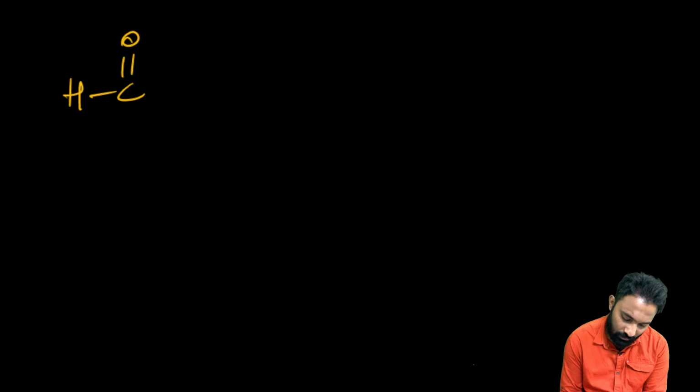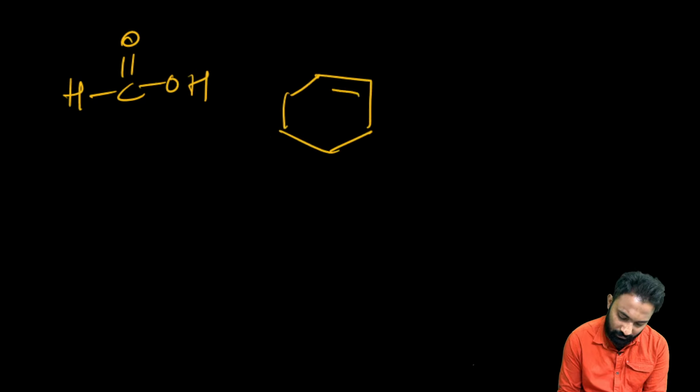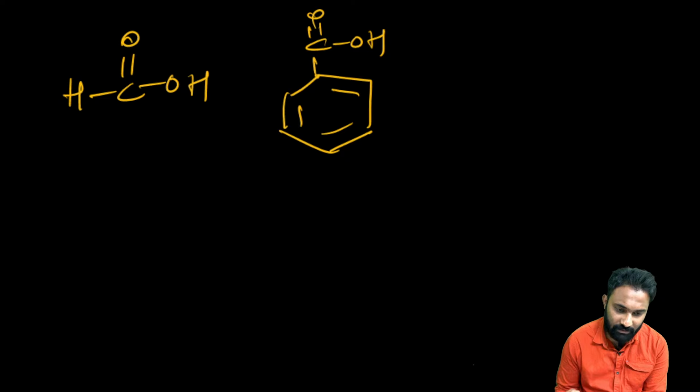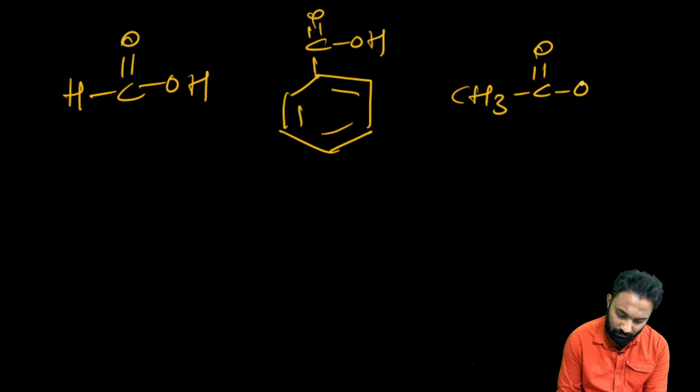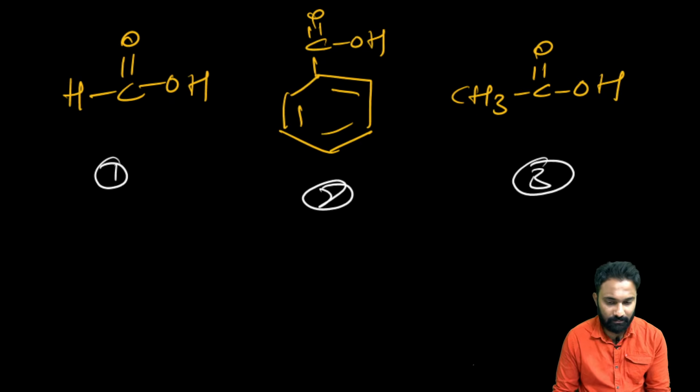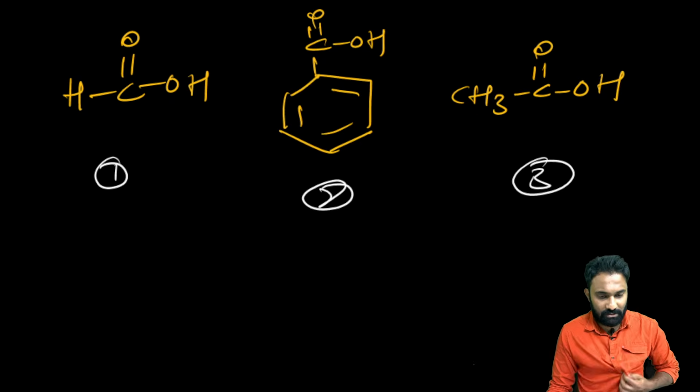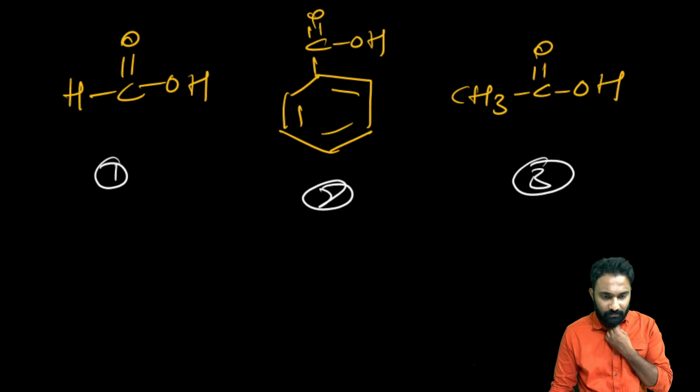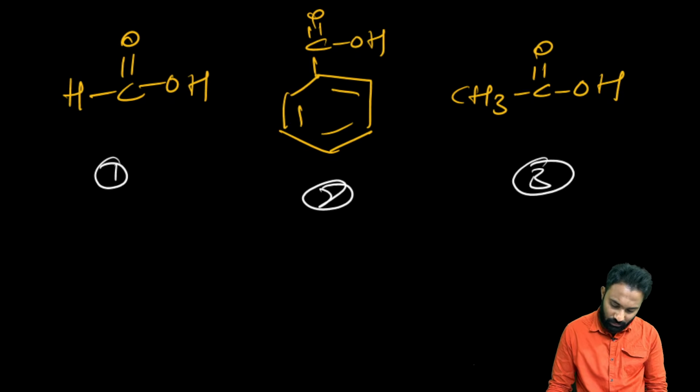Now suppose normal formic acid is given, benzoic acid is given, and normal acetic acid is given. Now among the 1, 2, 3, which is more acidic?